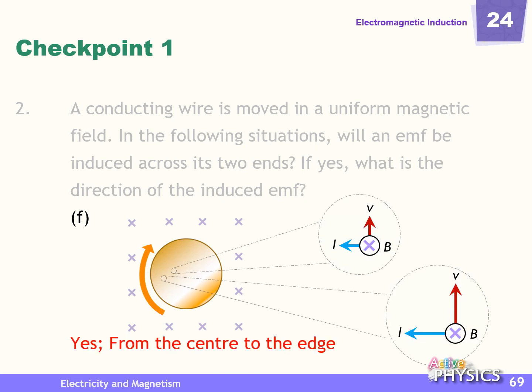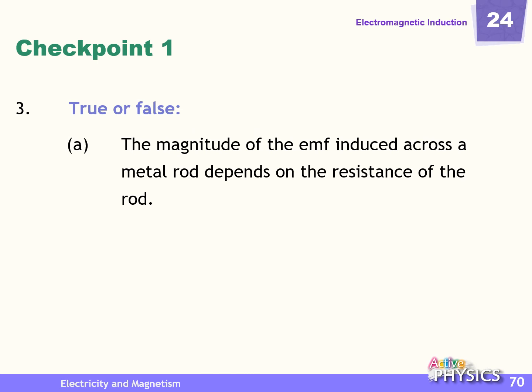It's the same as the one just now, I don't know why it appeared again. True or false: the magnitude of the EMF induced across a metal rod depends on the resistance of the rod. I will give you 20 seconds for each checkpoint.